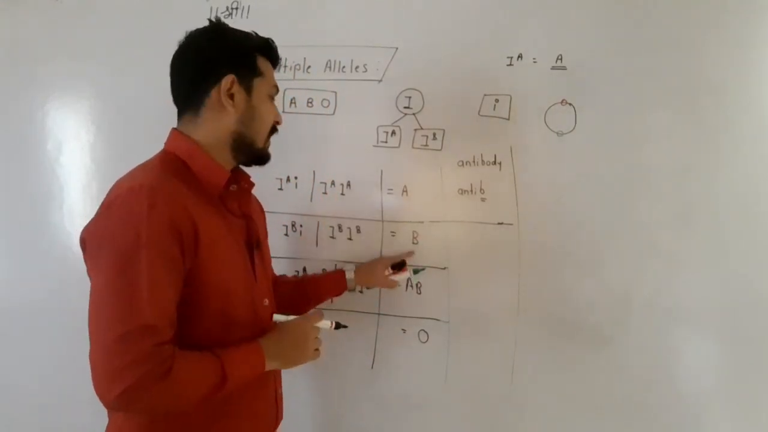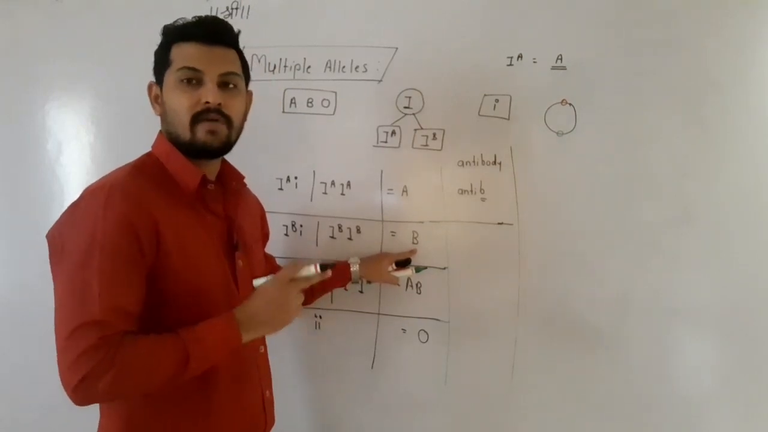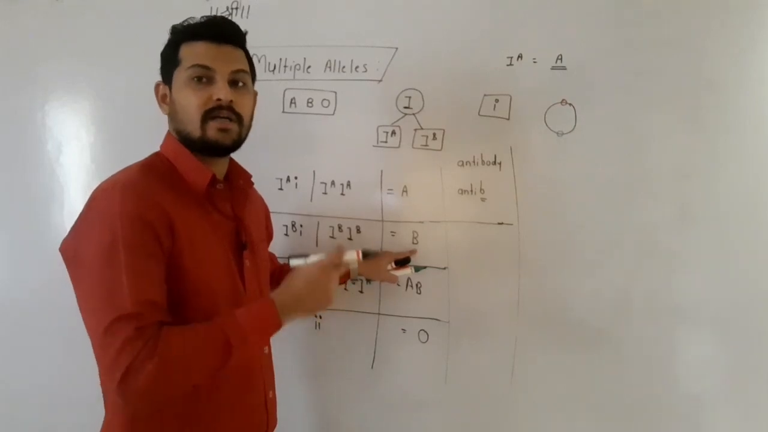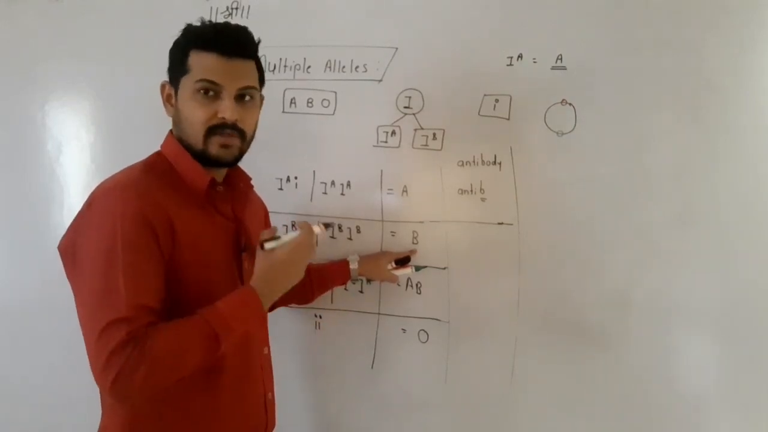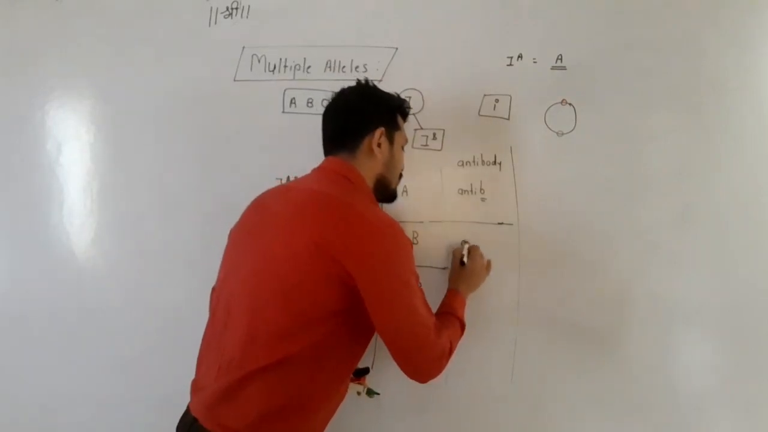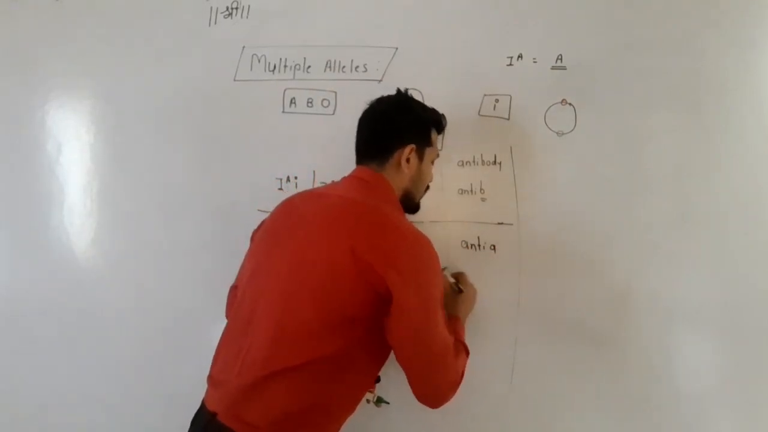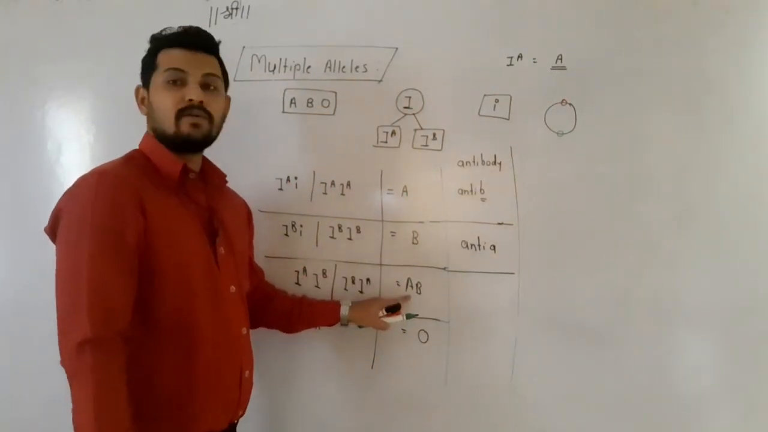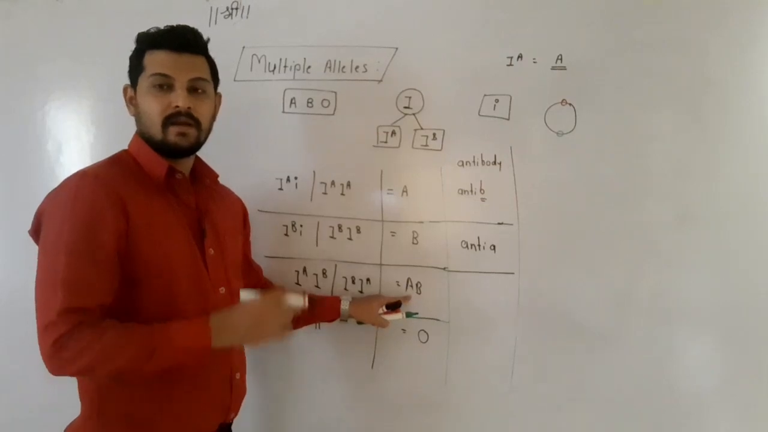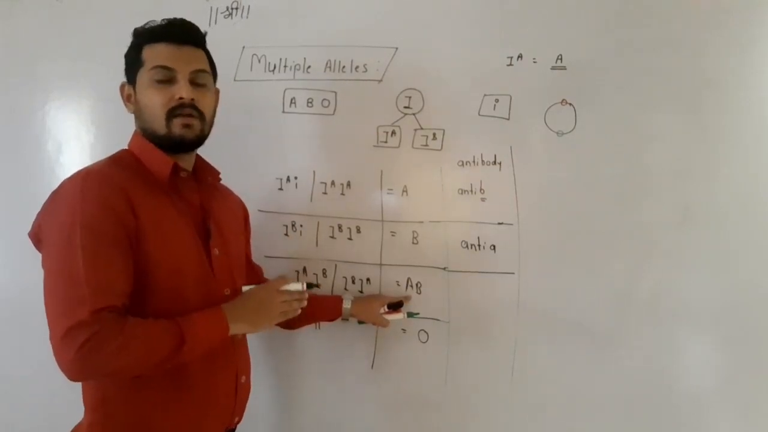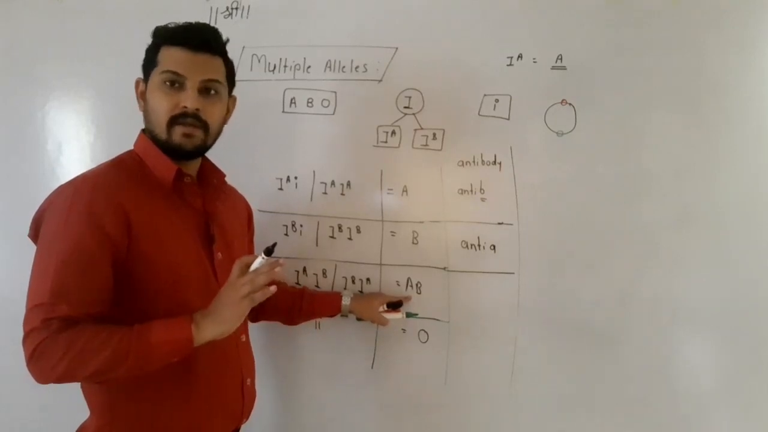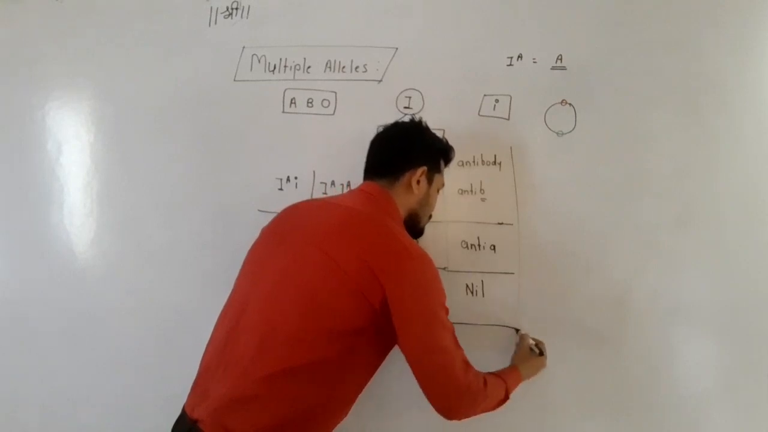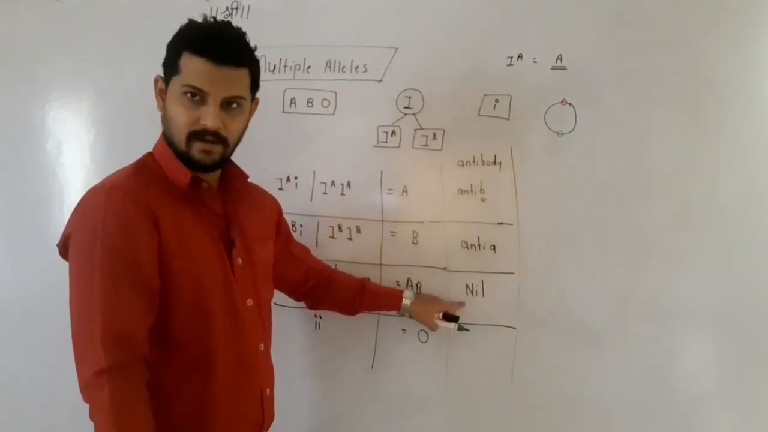In the same way, if the person has the B type of antigens on their RBCs, then that person will never produce antibodies against B, but can produce anti-A antibodies. So anti-A antibodies are observed if the blood group is B. If the blood group is AB, then neither anti-A nor anti-B antibodies will be produced. So here the antibodies are not produced against A or B, so I have written nil.